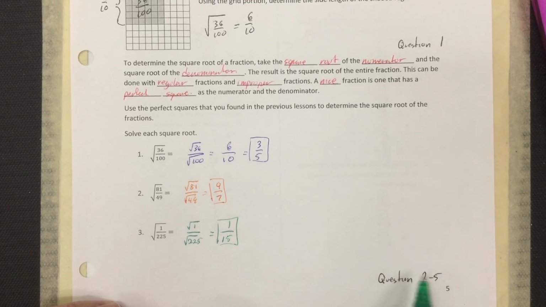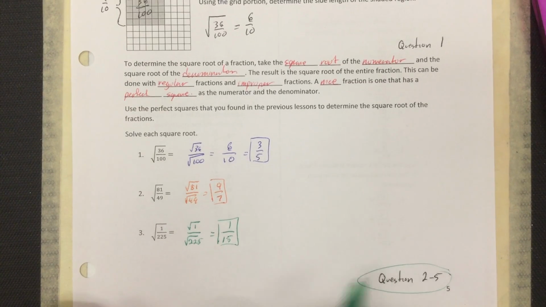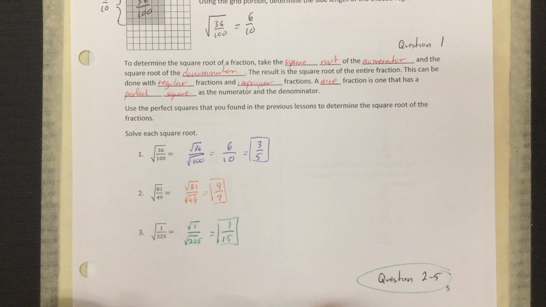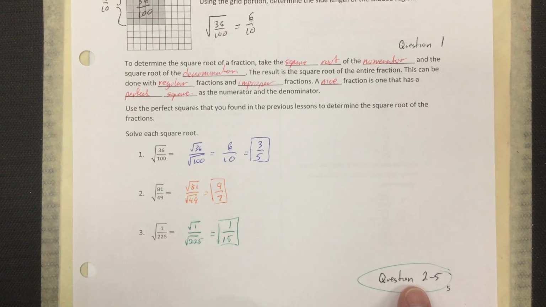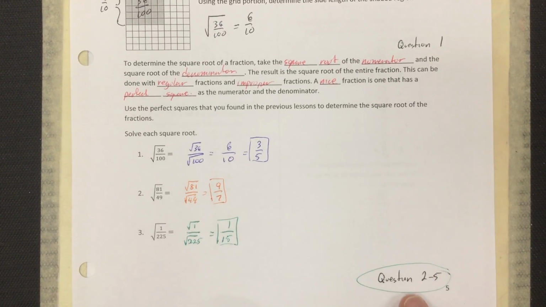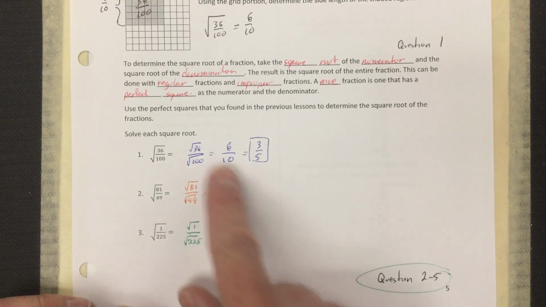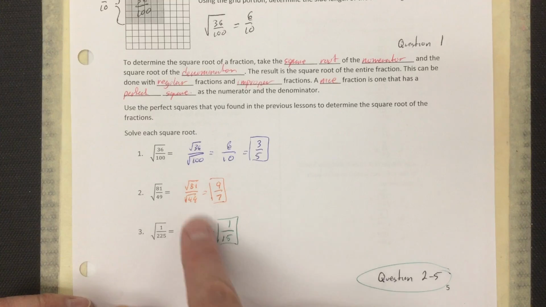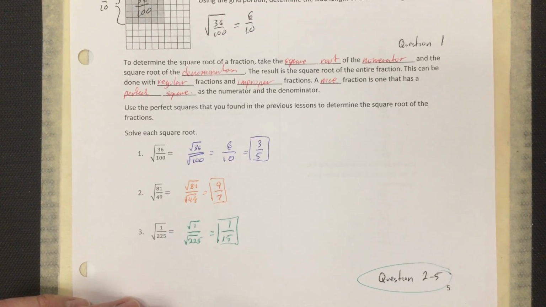Now, questions 2 through 5 on the assignment right here. I'm going to get you to go through those 4 questions. You should have finished question 1 already. Questions 2 through 5. Again, use your perfect squares that we looked at back in learning goal number 10. Those will definitely help you to figure out what the square roots are of certain numbers, and we can then find the square root of fractions as well.